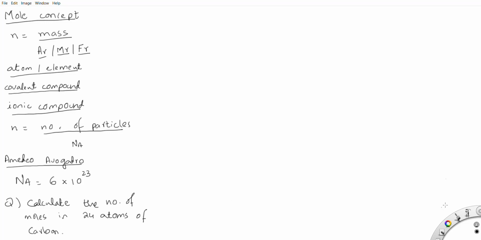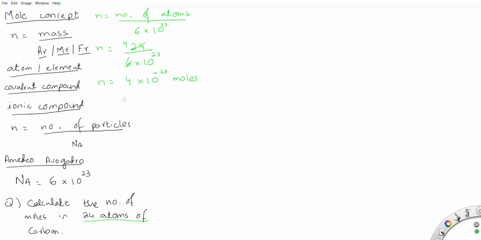So how would we solve this? It's really simple. It says there are 24 atoms. So I can use the formula n is equal to number of particles, which may be replaced by number of atoms, divided by Avogadro's number, that is 6 into 10 with power 23. So n equals number of atoms, 24, divided by 6 exponent 23. This becomes 4. So the answer is 4 into 10 with power minus 23 moles.